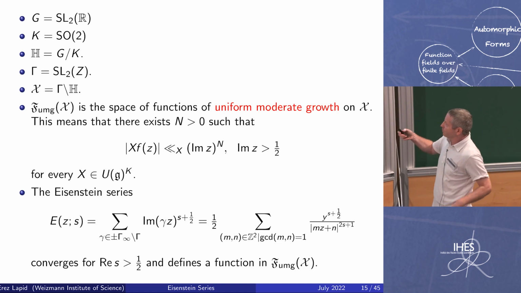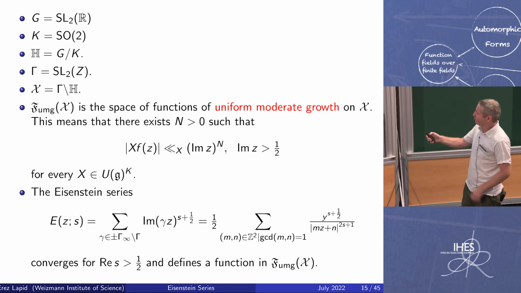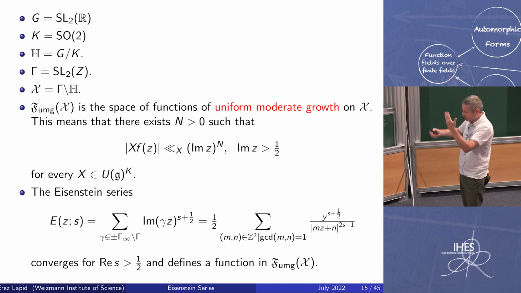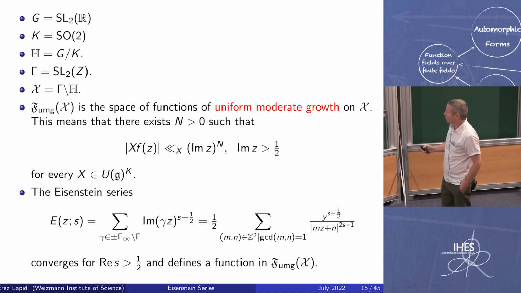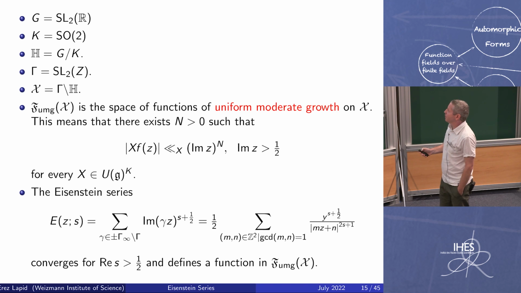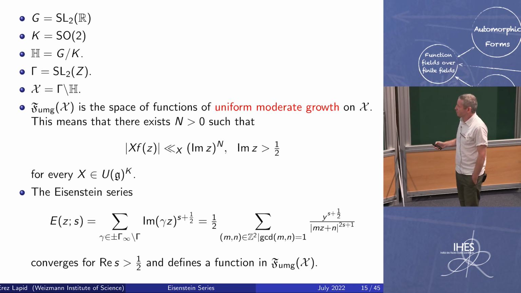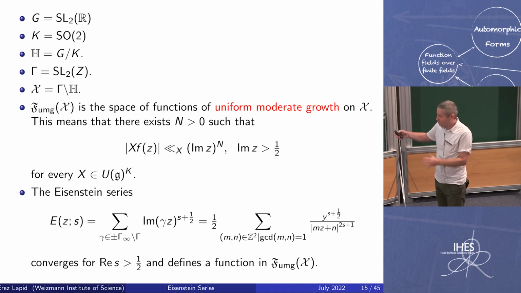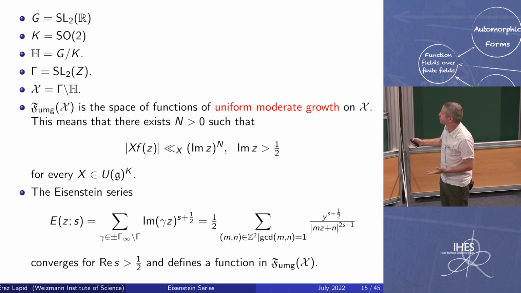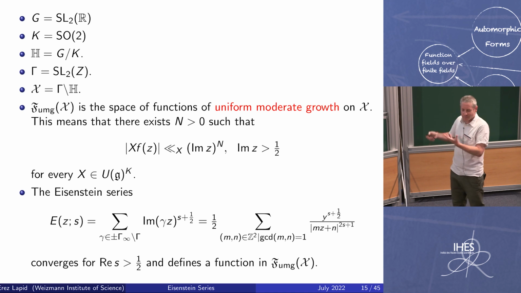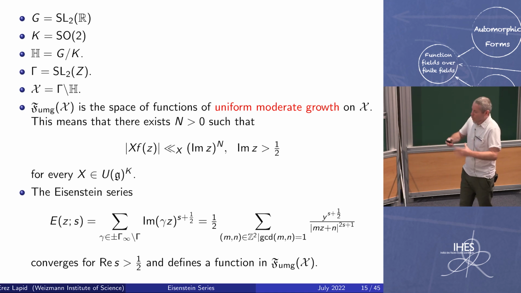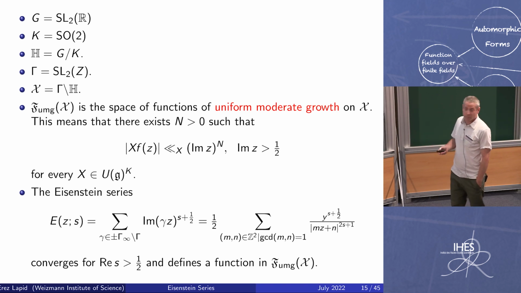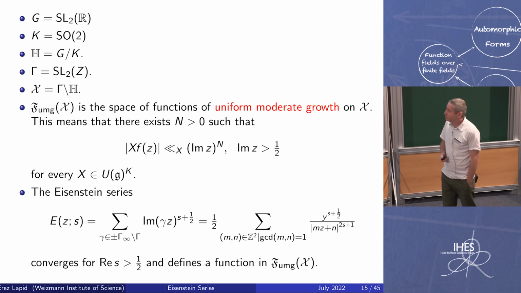Well, it means that the function and all its relevant differential operators are bounded by some y to the n, at least for y bigger than, let's say, y half. And the Eisenstein series certainly gives you a function of moderate growth when it converges, but the growth depends on the s, or on the real part of s, because you have y to the s. So that's why you need to deal with all these spaces together. So this is the space in which we want to solve our equations.